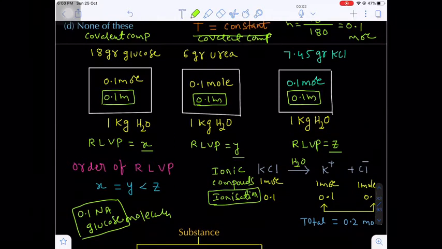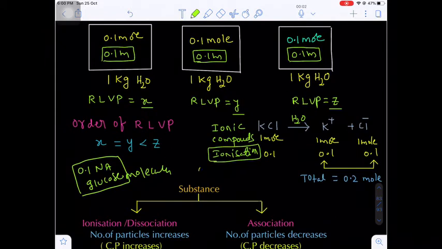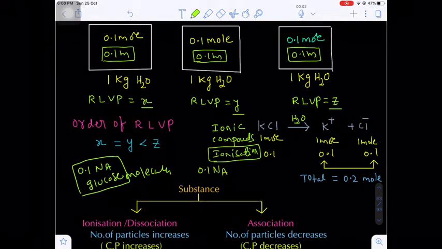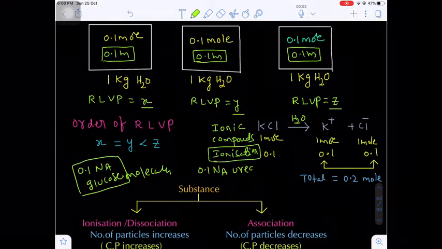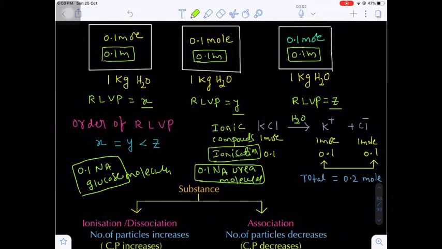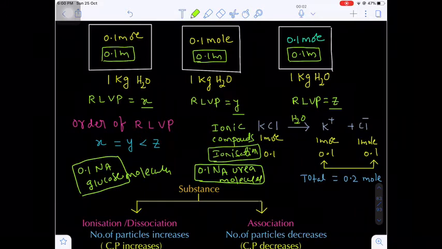Similarly, in the second container also, urea does not undergo ionization. Here also 0.1 into Avogadro number of which molecules? Urea molecules. That means in the first two solutions, the number of solute particles remains the same. That means their colligative properties also remain the same. That's why in the first two solutions the relative lowering of vapor pressure X and Y are equal.